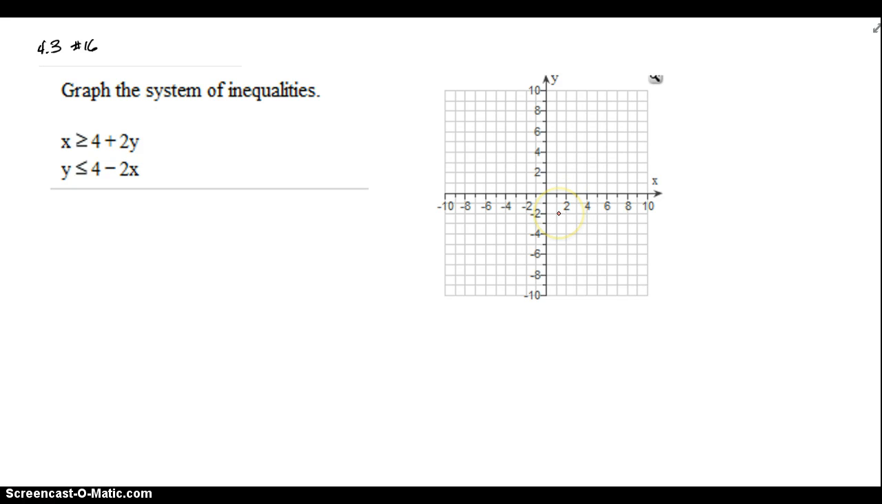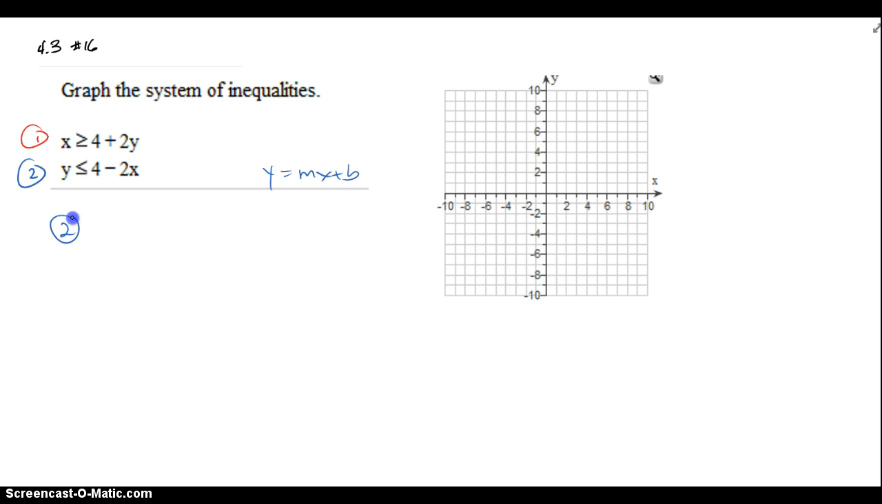Okay, let's graph the system of inequalities. This will be the first one, this will be the second one. Let's do the second one in a different color since it's inequalities and there's going to be two of them. Now the second one is already almost in sort of y equals mx plus b form, which is what we want to have it in.